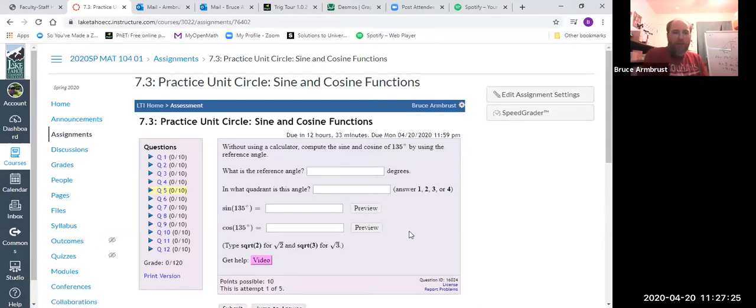All right, so here's number 5. And it says, without using a calculator, let's compute the sine and cosine of 135 degrees by using the reference angle. So reference angle, let's remind ourselves what that means here in a second, but it also says we want to know what quadrant the angle's in, and then we want to figure out sine and cosine of 135. So I'm going to write all this up on the board. We'll switch to the board here in just 1 second. But let me get the important information, what we're trying to answer.